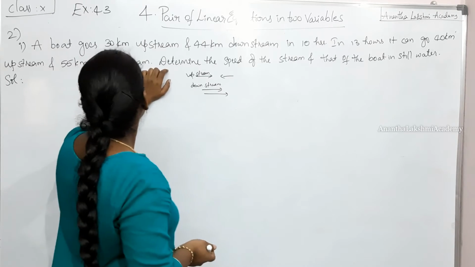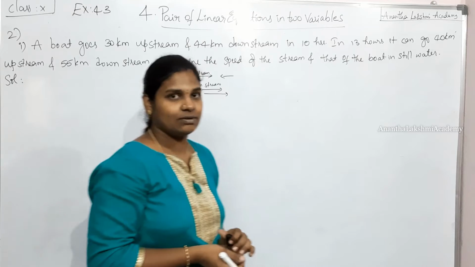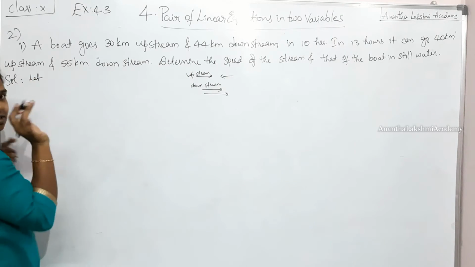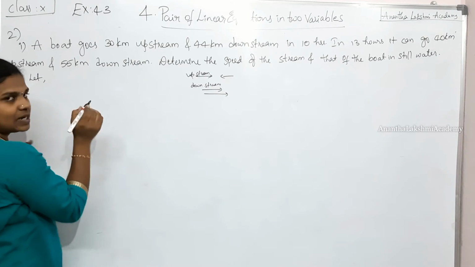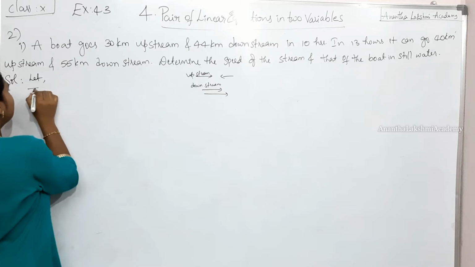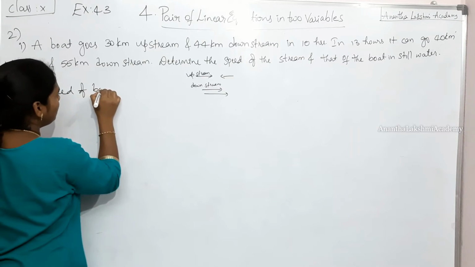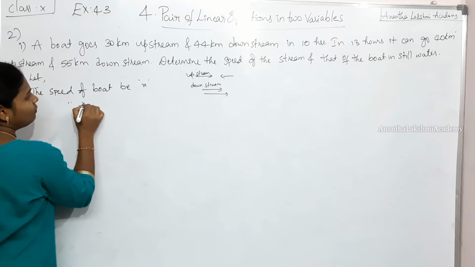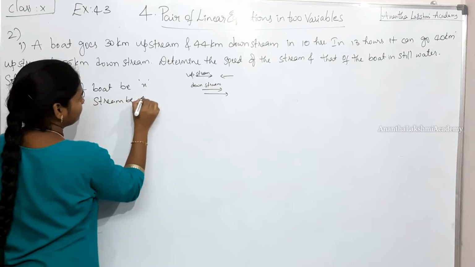Determine the speed of the stream and that of the boat in still water. Okay, what are the unknown quantities first? The speed of the boat and the stream. So let the speed of the boat be x and the speed of the stream be y.